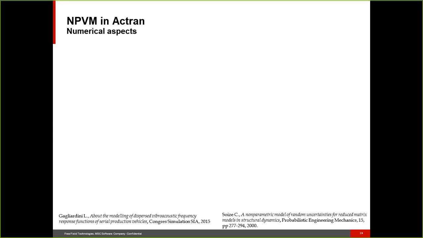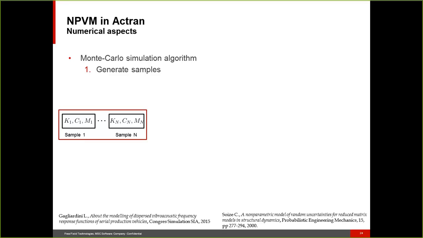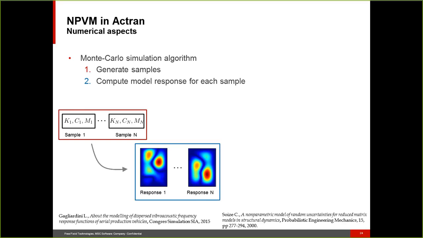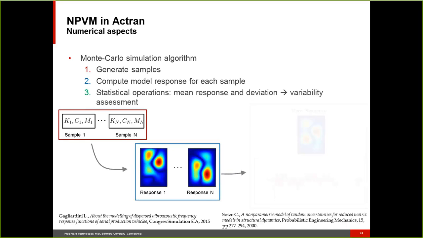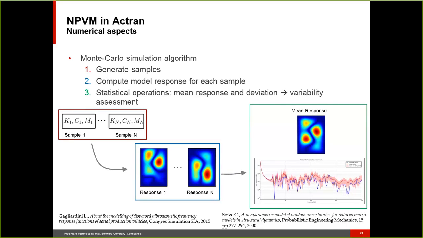From a numerical point of view, the NPVM method is based on a Monte Carlo simulation algorithm. So it consists of 3 steps. First, samples are generated for each matrix to create the random character of the model. For each of the samples, the response is computed. And finally, the sample results are combined through statistical operations.